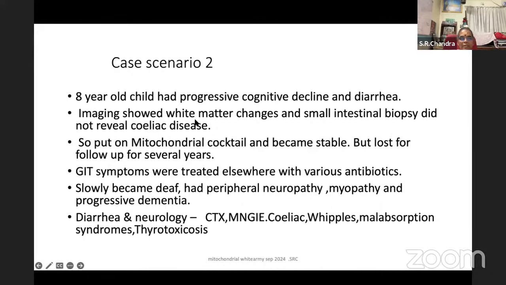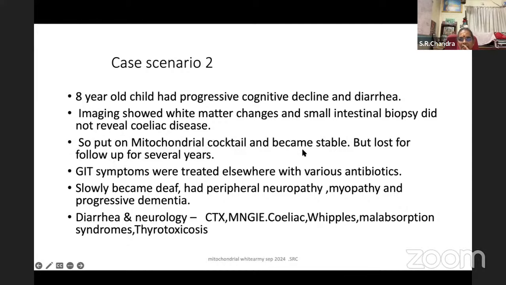And imaging at that time showed white matter changes. So we thought of the different possibilities of celiac disease as well as mitochondrial disease. To rule out celiac disease, we did the small intestinal biopsy, but it did not reveal celiac disease. Therefore, by exclusion, at that time, the patient could not afford genetics, and genetics was not done in the institution where I was working. So they had to send it to the private sector, which was expensive. So by exclusion of celiac disease, we put her on a mitochondrial cocktail.